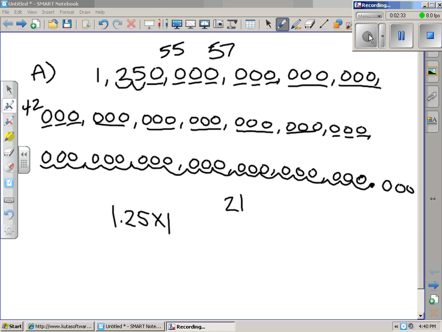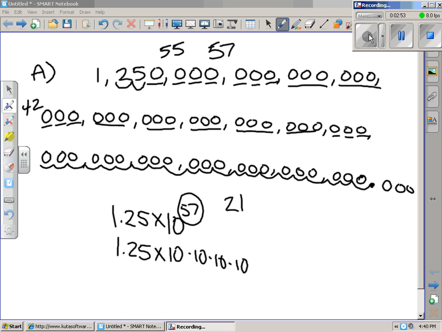So this is 1.25 times 10 to the 57th power. And I know you have seen this before. Basically, this means we're writing 1.25 and then we're going to multiply it by 10 and by 10 again and by 10 again and by 10 again. 57 tens is what we're going to write down.